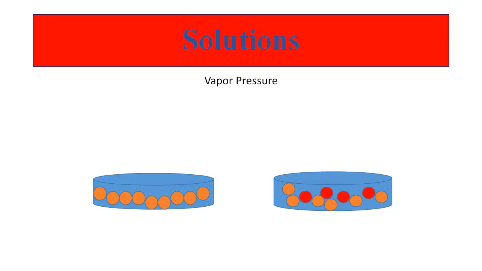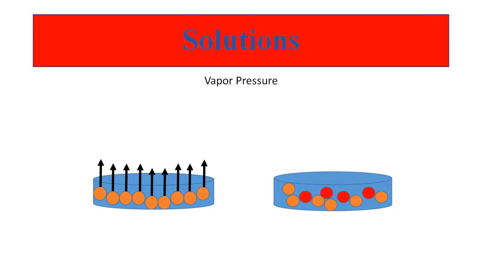The first one is vapor pressure. If we look at these two situations, you'll see the one on the left is a pure solvent. There is no solute dissolved in it whatsoever. On the right, it has a solute dissolved. Well, in order for something to increase vapor pressure, it has to turn into a vapor. And vapor can only be accomplished at the surface of the liquid.